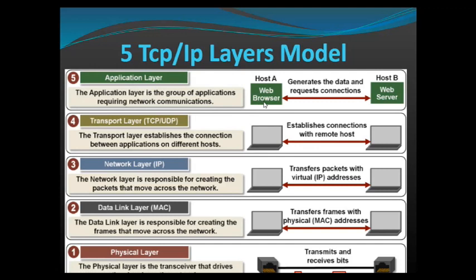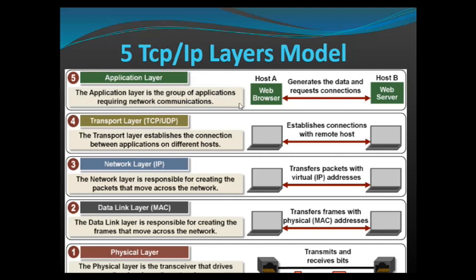Here there's a host A and there's a host B. Host A generates the data and requests a connection, and host B, of course, will be responsible for responding to host A. At this point, the application layer is those apps that we check on to see if they are working properly.